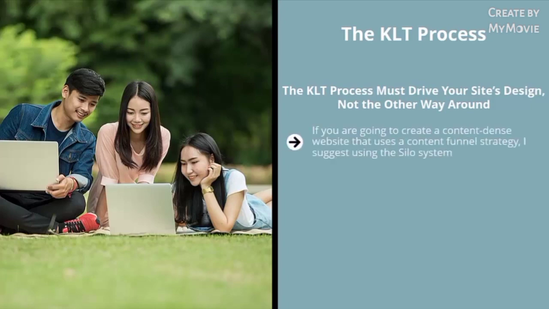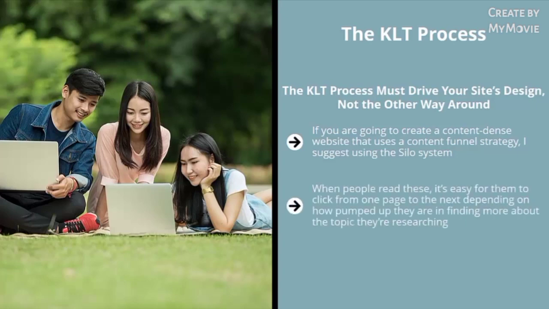If you're going to create a content-dense website that uses a content funnel strategy, I suggest using the silo system. This starts out with general information, which is then linked to pages that have more detailed info. When people read these, it's easy for them to click from one page to the next, depending on how pumped up they are in finding more about the topic they're researching. These must be question-based so they're easier to digest. It's important that your whole website must be designed this way, so it seems effortless and doesn't take much thinking for people to navigate.